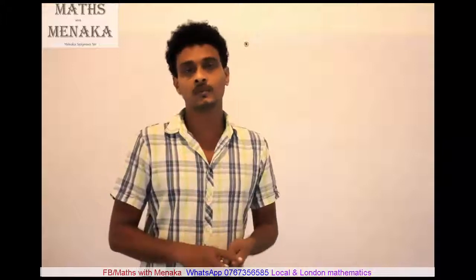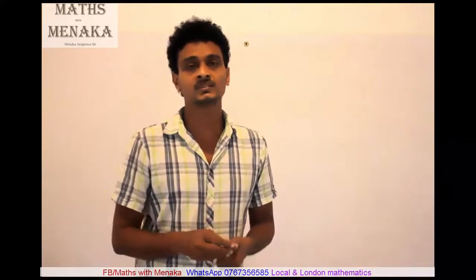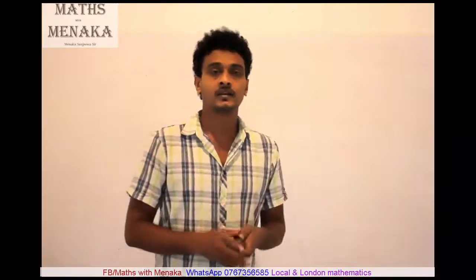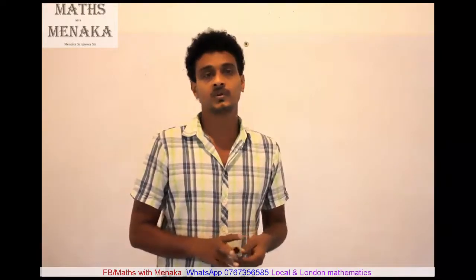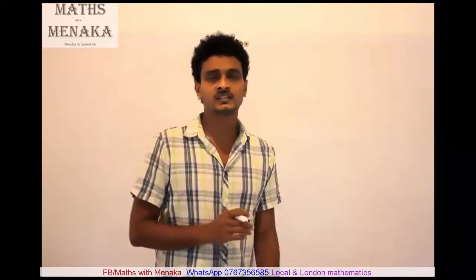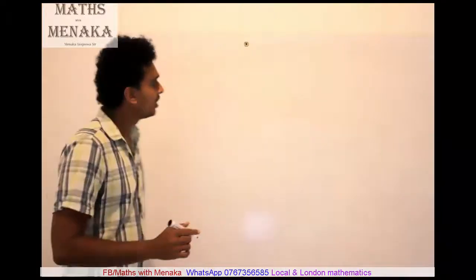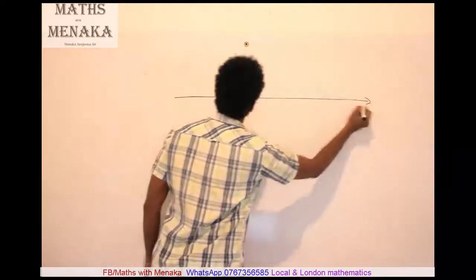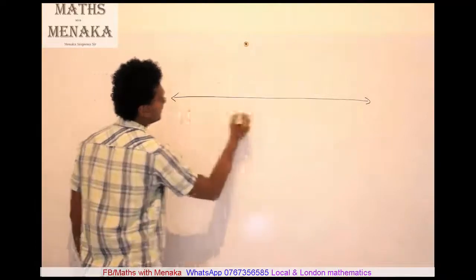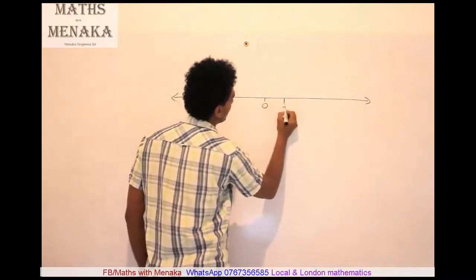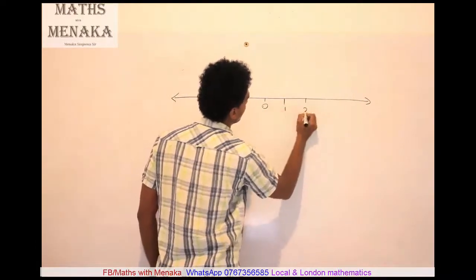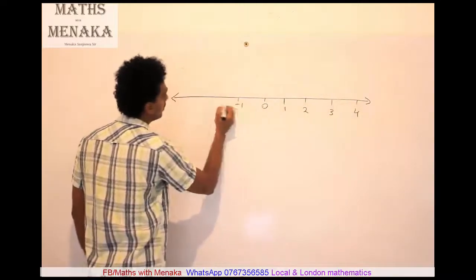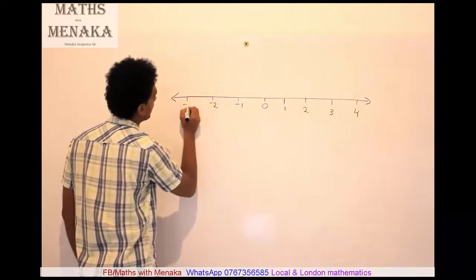Today we are going to learn about directed numbers and their signs, and how to simplify directed numbers. First we will see what directed numbers and their signs are. First we go to the number line. This is the number line.